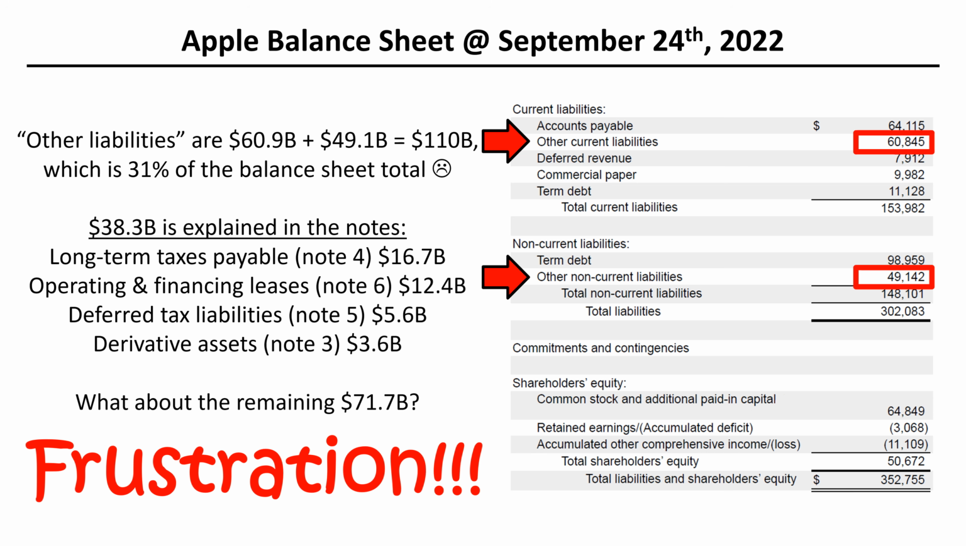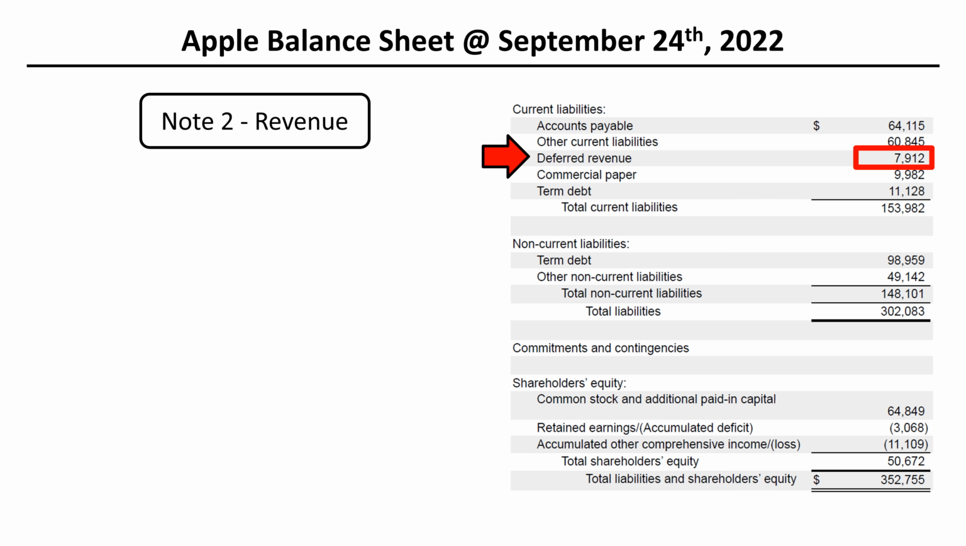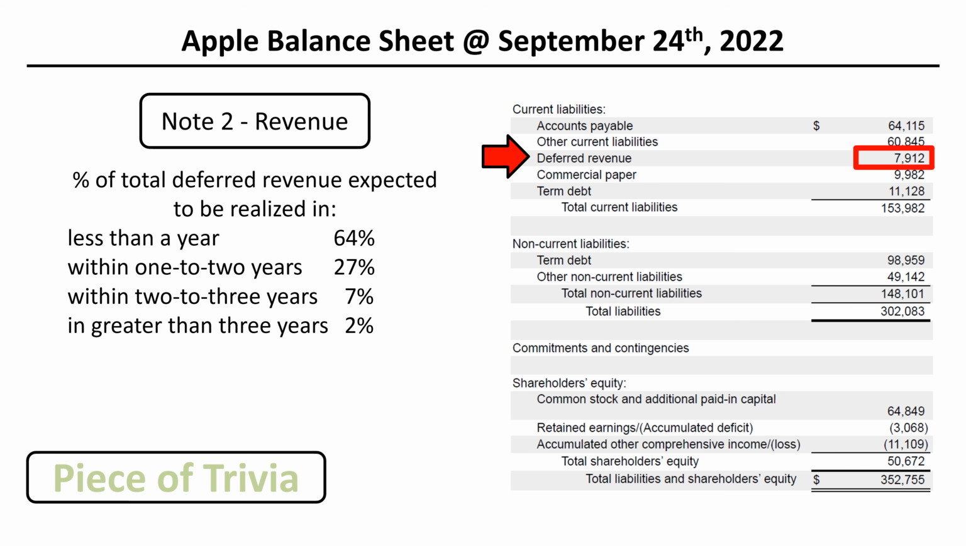Deferred revenue is a balance sheet account on the liability side, what the company owes, representing the obligation to deliver goods or perform services in the future for which billing has already occurred and/or cash has been received. Note 2 provides the percentage of total deferred revenue expected to be realized over the next few years. Nearly 2/3 to be realized as revenue within the next year. A nice piece of trivia, but not more than that.